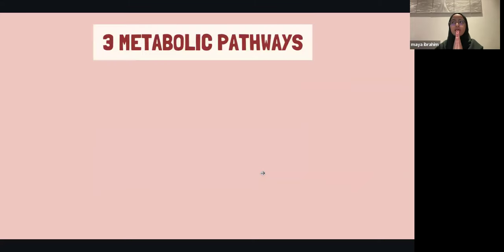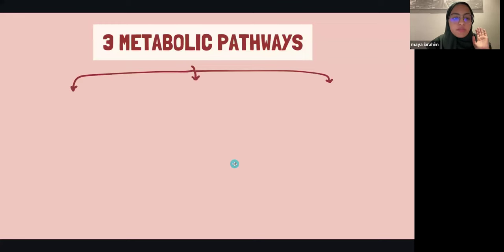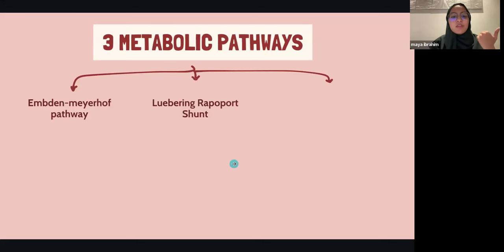So we talked about how RBCs have a very distinct shape and a deformability feature that allows them to squeeze through capillaries without getting damaged. So we need certain chemicals to maintain its shape and function so it can carry it out efficiently. What are these 3 metabolic pathways? We have the Embden-Meyerhof pathway, the Luebering-Rapoport shunt, and the hexose monophosphate pathway.